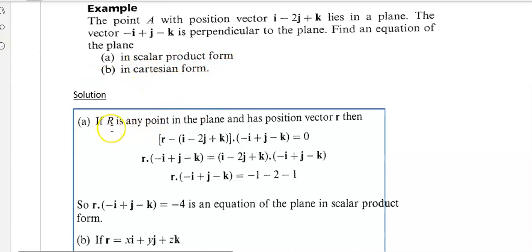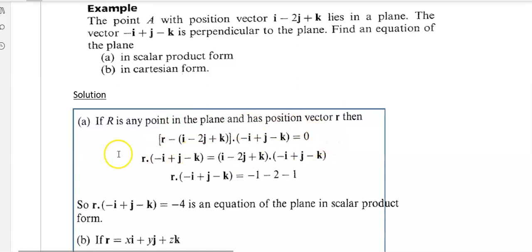So your general point R is any point in the plane and has position vector lowercase r. Then this is your r minus a dot n. So r minus a lies in your plane, so that is a directional vector within your plane. n is perpendicular to your plane. So r minus a dot n equals 0. So that's what we've just covered for the scalar product form of a plane.